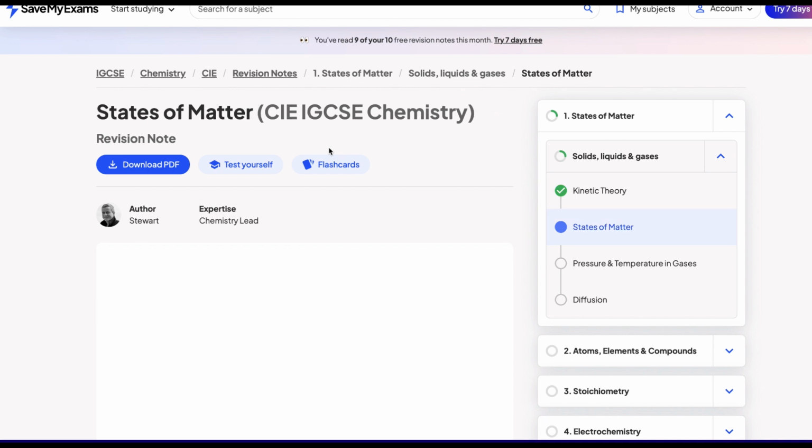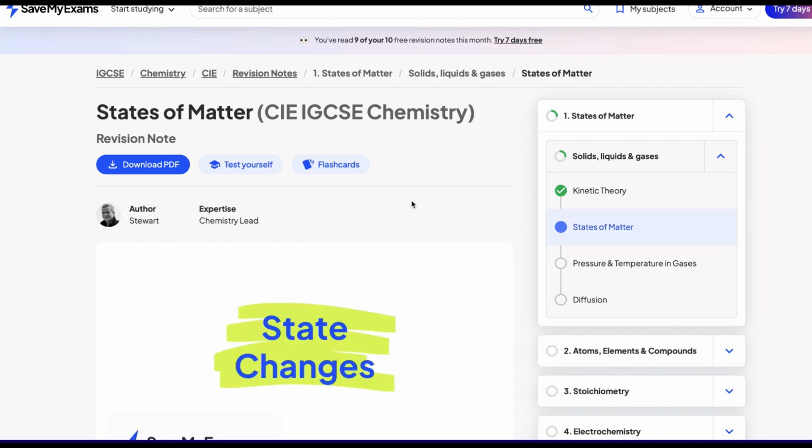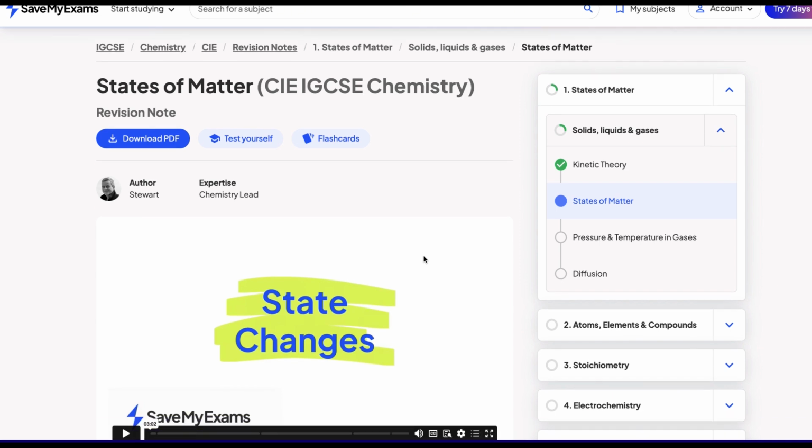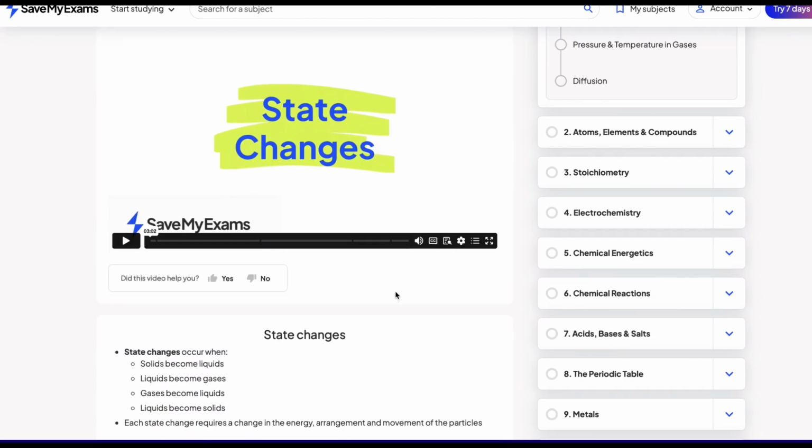Okay, let's move to the second part of today's class, which is still on the state of matter. We'll look at the change of state, how we can change a substance from solid to liquid to gas, or from solid to gas without passing through the liquid state, which is called sublimation. So we're going to look at each of these.